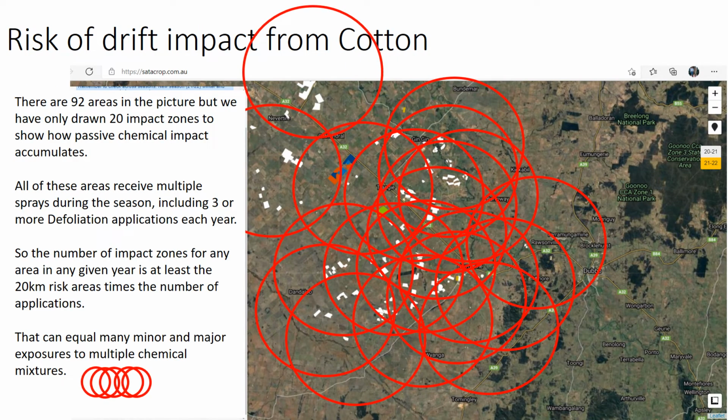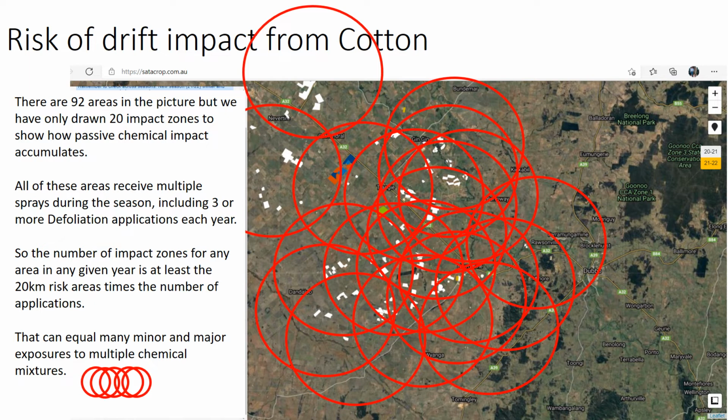When we place some circles on the map, which are 20-kilometre indicator circles, which is what the cotton industry itself says that the drift might go to at least, you can see that if you're living in these areas, you're actually getting multiple directions of exposure. There are 92 fields, remember, and on this map all we've done is place 20 circles.